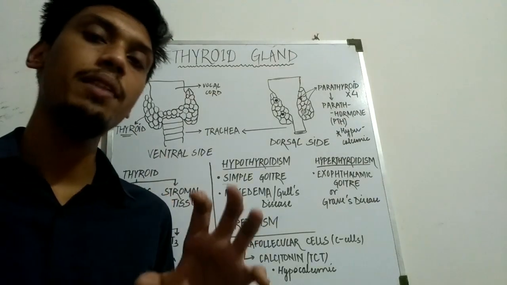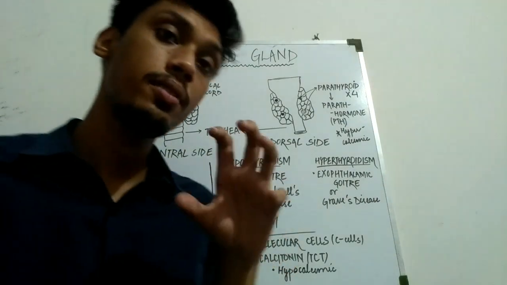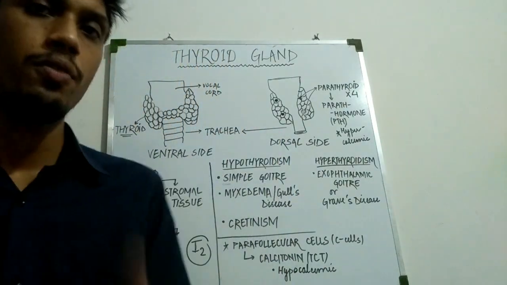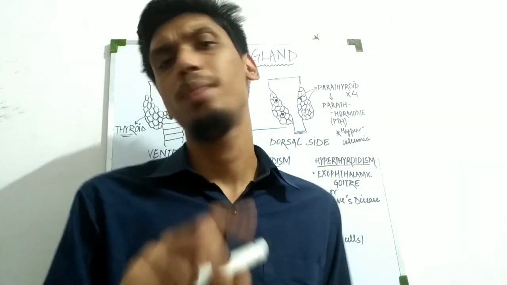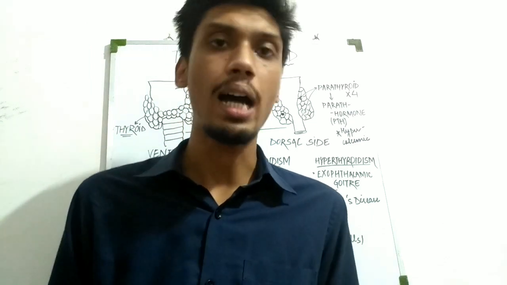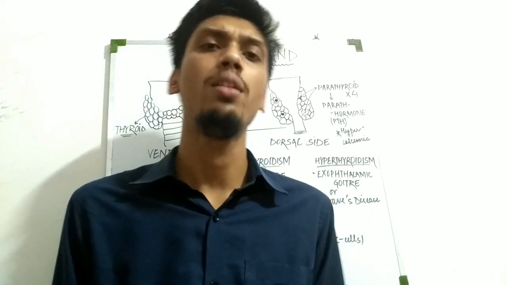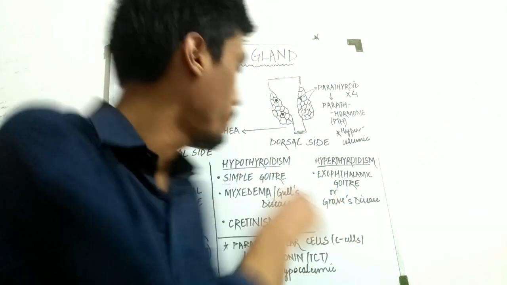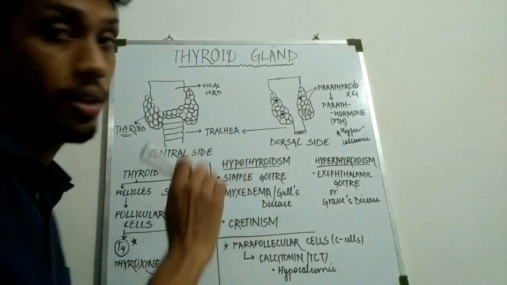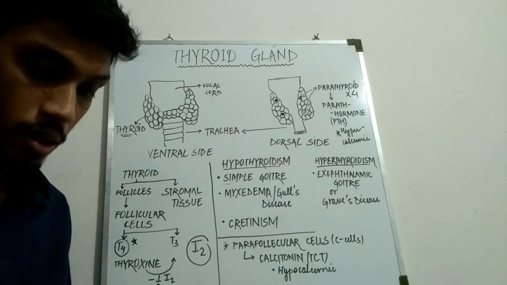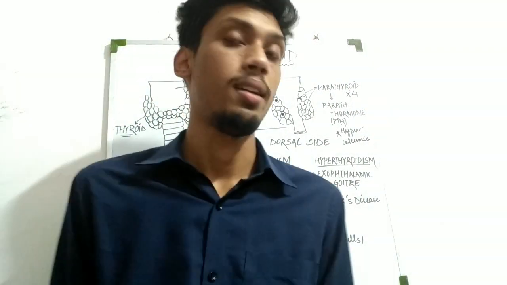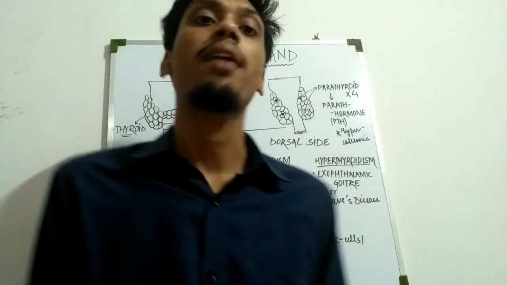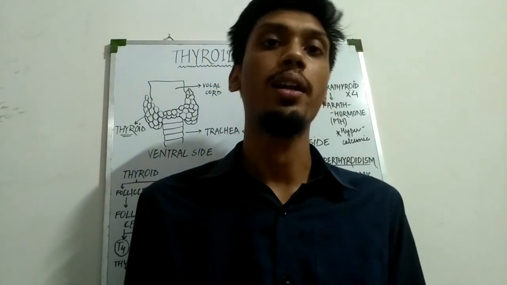Now, what happens if the thyroid doesn't function well? One thing I've told you is the basic thing, that we intake iodine. If the concentration of iodine lowers, it will lead to swelling of the thyroid gland and will lead to simple goiter, which is a case of hypothyroidism. But there are other cases, and other factors that affect the thyroid gland.